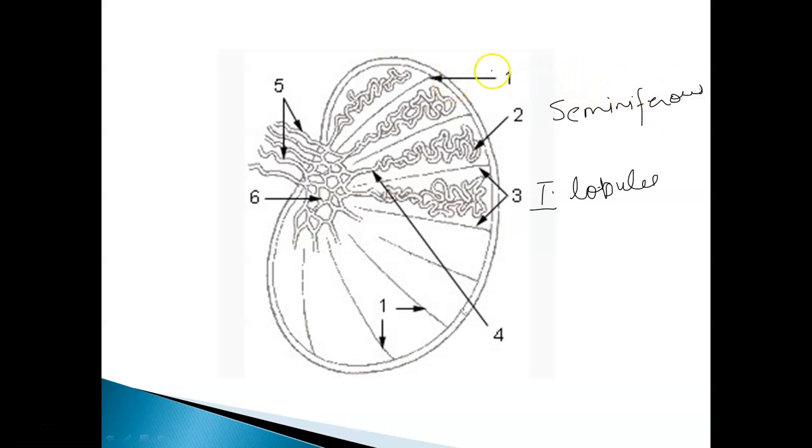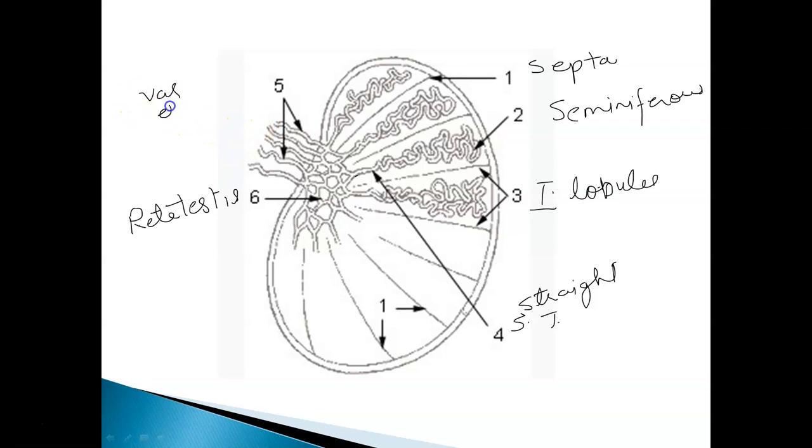Okay, and this one is of course the septa. Then the straight part of seminiferous tubules, this is the coiled part, this is the straight part of seminiferous tubules. So this is also seminiferous tubules, straight part, right, straight tubules. And then it will enter into the rete testis. So 6 is rete testis, and these rete testis will then transfer the sperms to the vas efferentia.